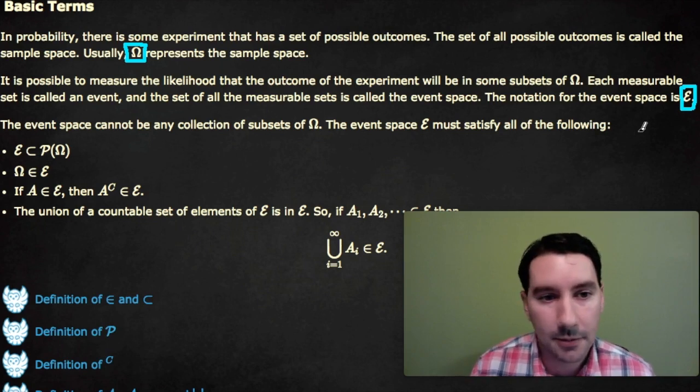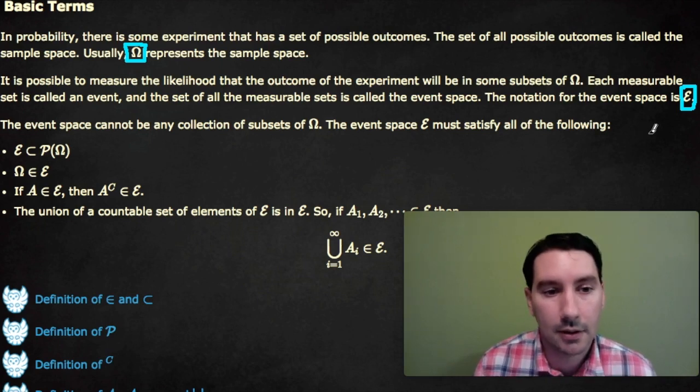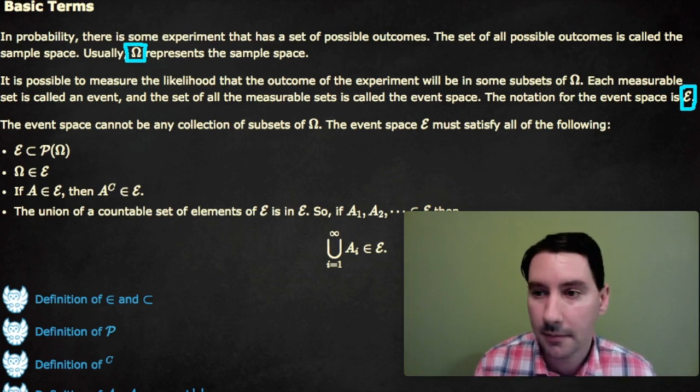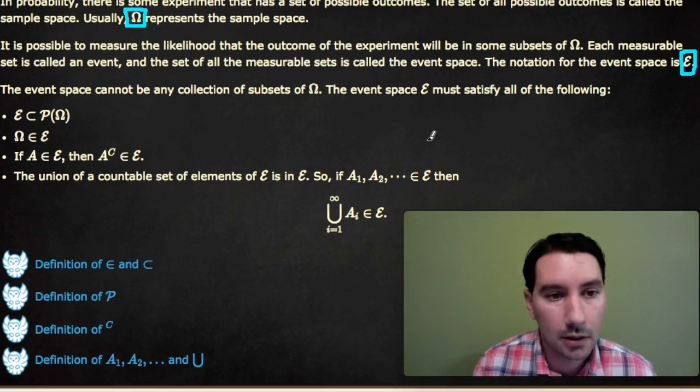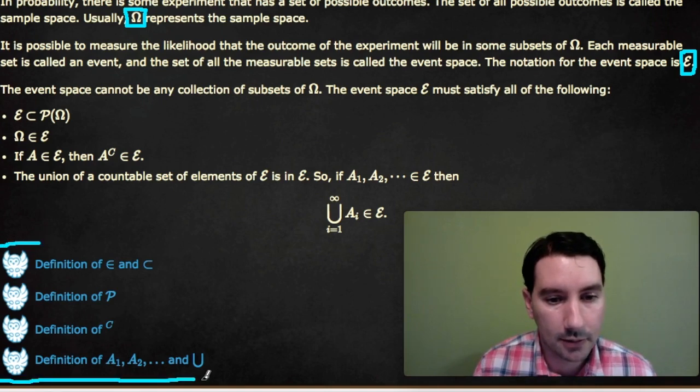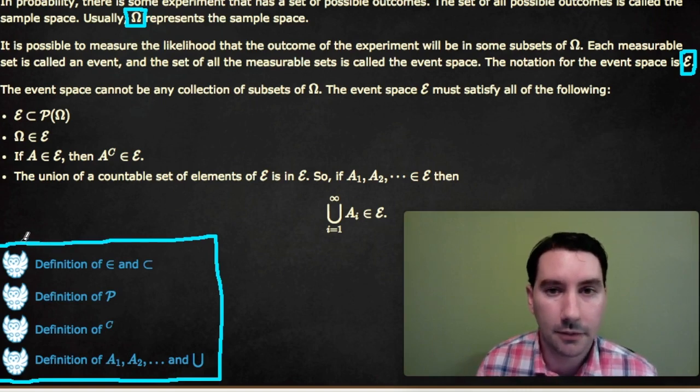We won't spend too much time talking about the event space in this course. It's usually talked about more in a graduate level course, but we should at least point out what it is and some of the properties of an event space. A lot of these properties are going to depend on certain definitions from set theory. So if you're not familiar with set theory, you should definitely go over and check out those lessons. Here's some links to the notation we're using.